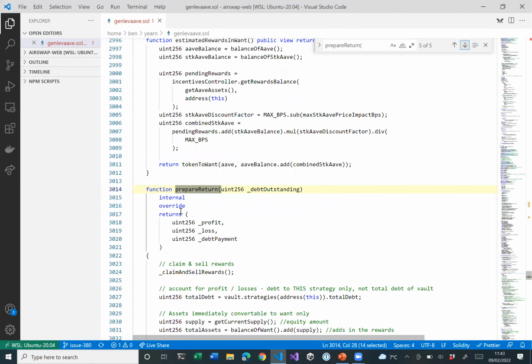Yeah, it's an override as well. So presumably it's still okay to call an internal function from another contract. Well, strategy also inherits the base strategy, right? Mm-hmm. I'm sure there is a harvest function within that strategy contract.